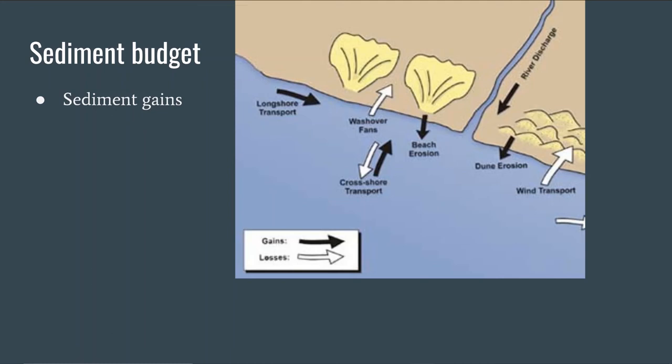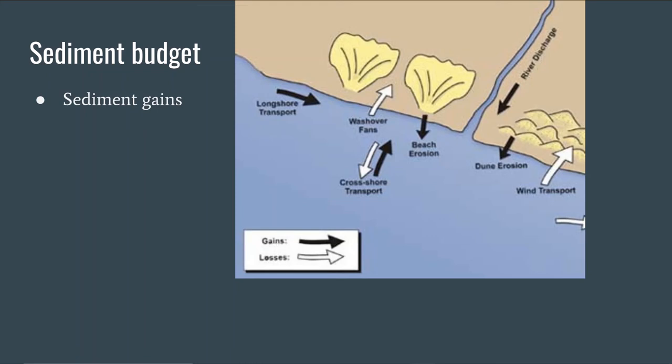Rivers emptying out into the sea would be a gain of sediment. Remember in the last section we talked about these fluvial processes. Rivers at the end of their longitudinal profile are depositional. When they let out into the sea or a lake, they basically leave behind all the sediment that they carried. Erosion from cliffs or from the dunes behind a beach would be a gain of sediment. Longshore transport, if you're bringing sand in from elsewhere, that would be a gain of sediment as well.